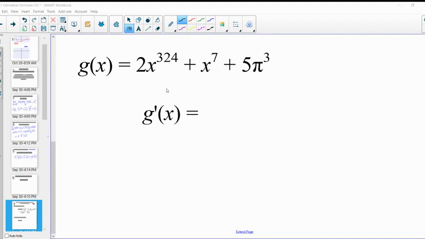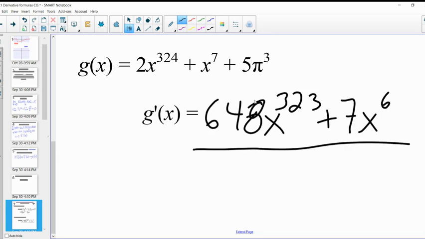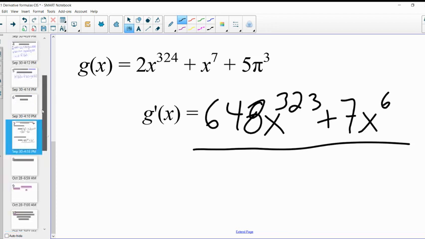If you're following directions, you paused and now you are back and you've already done this. So I'm going to go through this fairly quickly and say that the derivative will be 2 times 324, that's 648 x to the 323 plus the derivative of x to the 7, which is 7x to the 6th, plus 0. If you fell for it, don't feel bad. This is the first time, but don't fall for this again. Pi is a number. 5 times pi cubed is a constant. The derivative of a constant is 0. And there we go. We got another derivative.